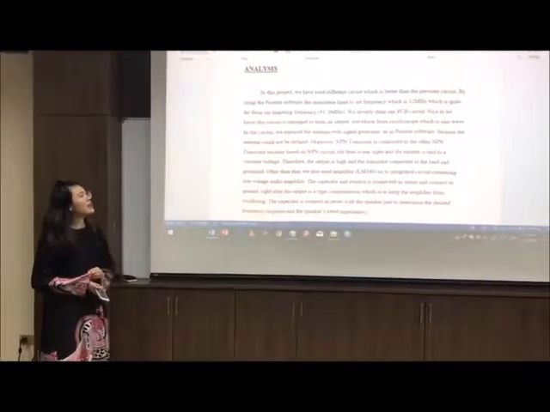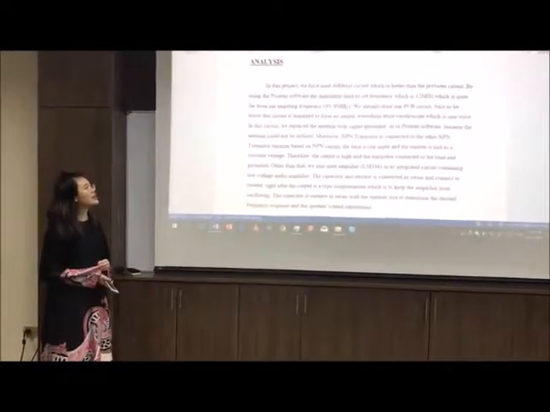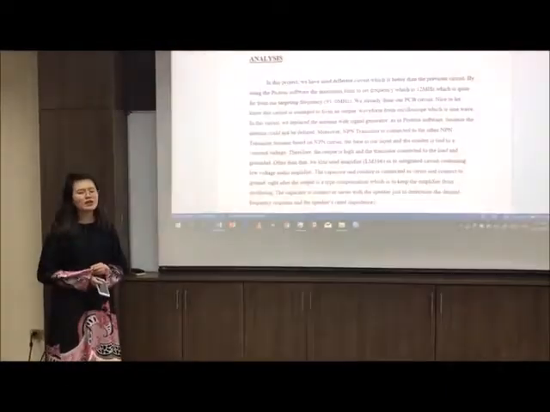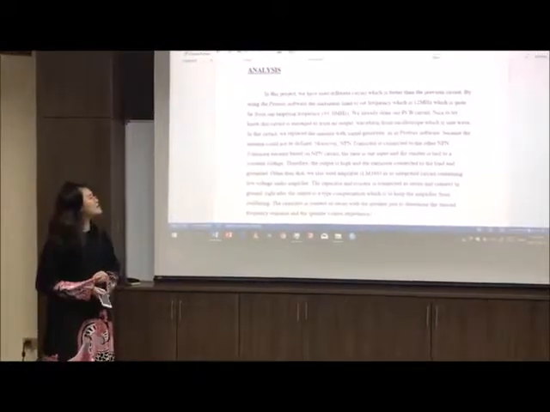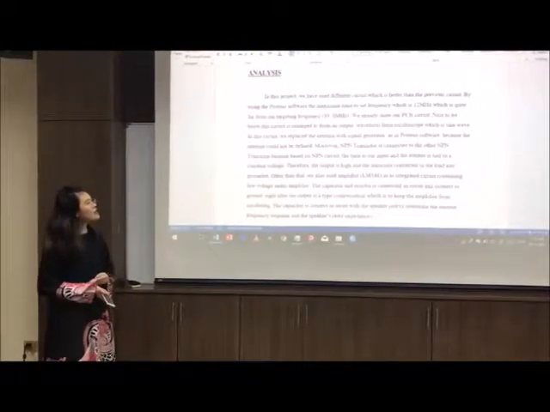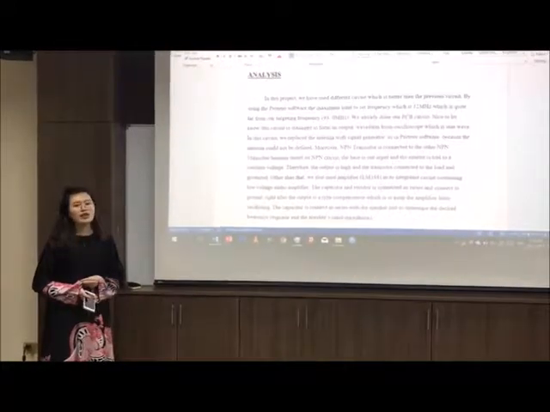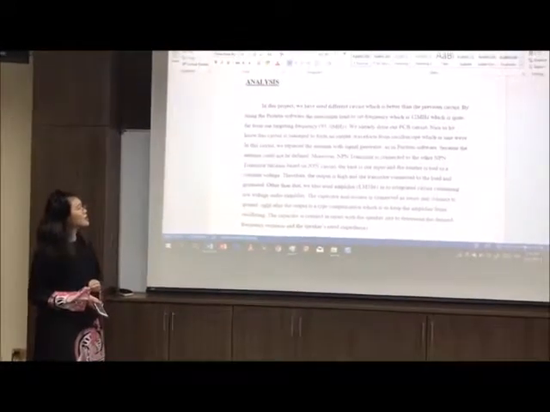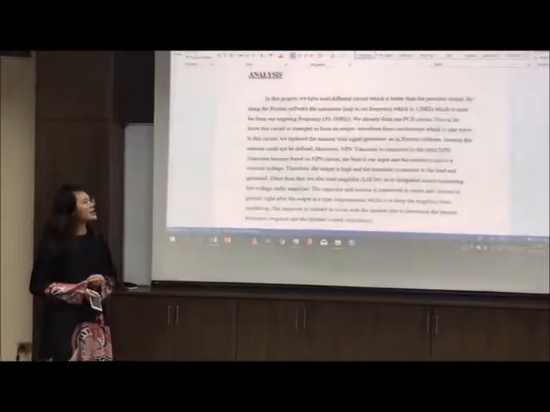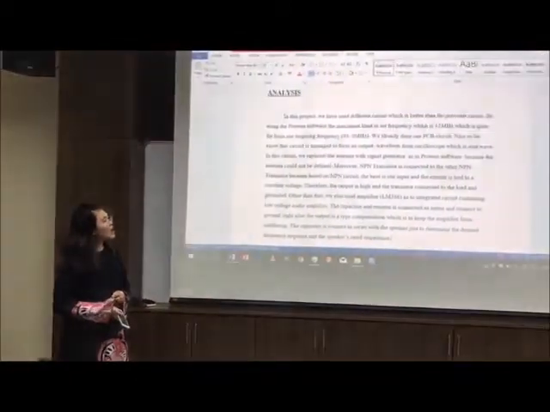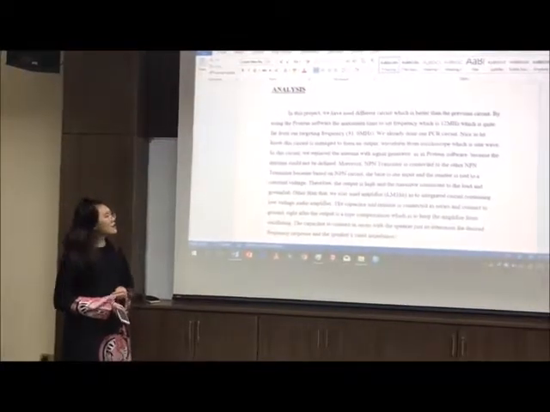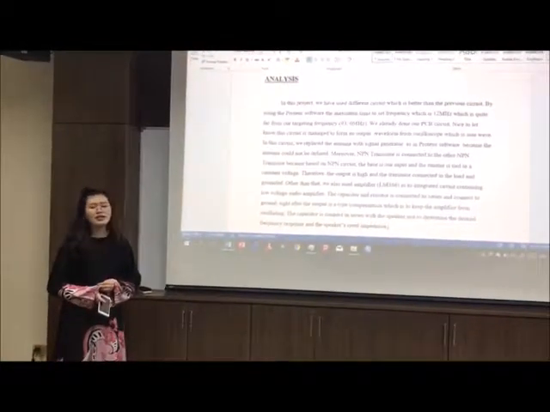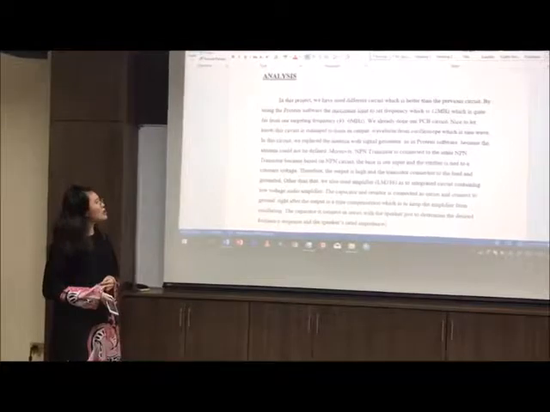We replaced the antenna with a signal generator in the Proteus software because the antenna could not be defined. Moreover, the NPN transistor is connected to another NPN transistor because, based on the NPN circuit, the base is our input and the emitter is tied to a constant voltage. The output is high and the transistor is connected to the load and grounded.